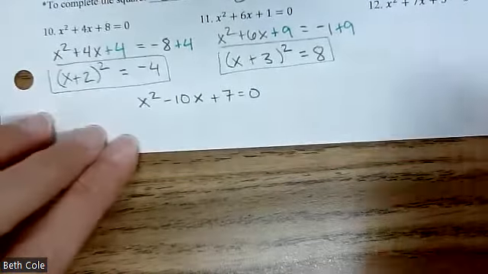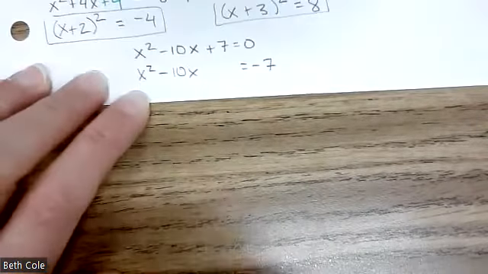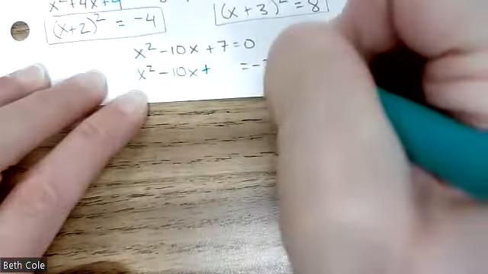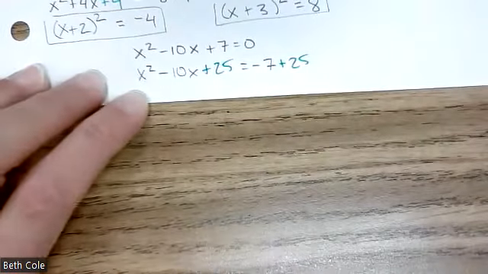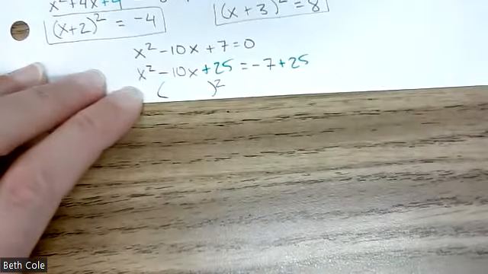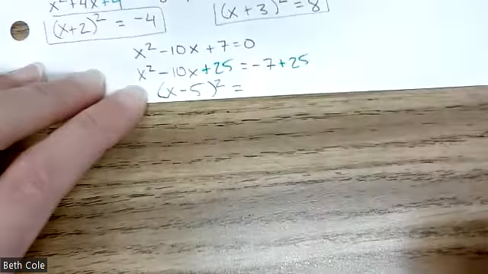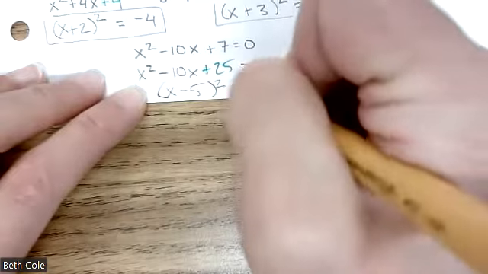Okay, so let's see what you guys got. Hey guys, I want you to check your answer. We're going to subtract the 7 over. What did you guys add to both sides? 25. Awesome. You guys are brilliant. And then it will be something squared because it's a perfect square trinomial. What will go in the blank there? X minus 5. Good. Equals. And then over here, -7. So 25 minus 7 will be 18. That's it.